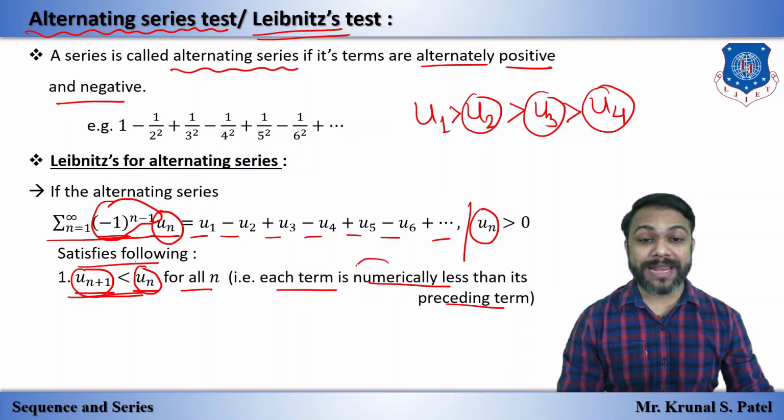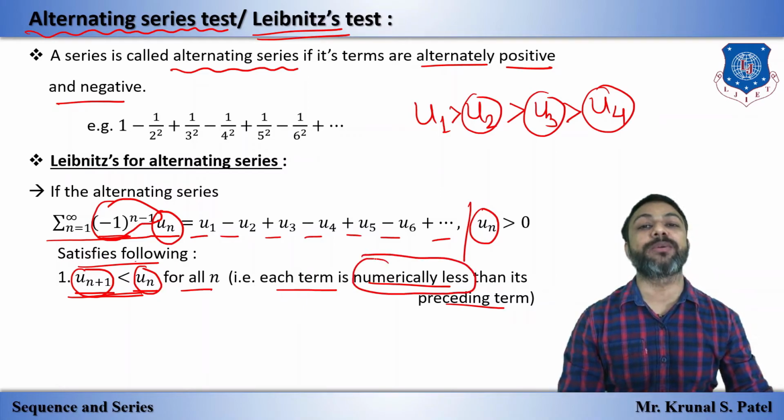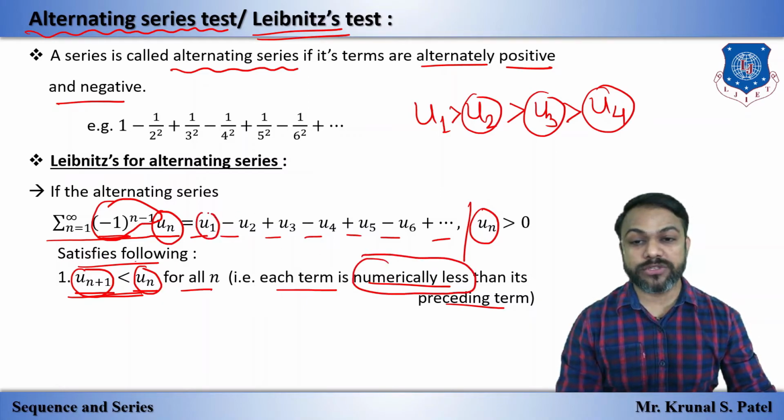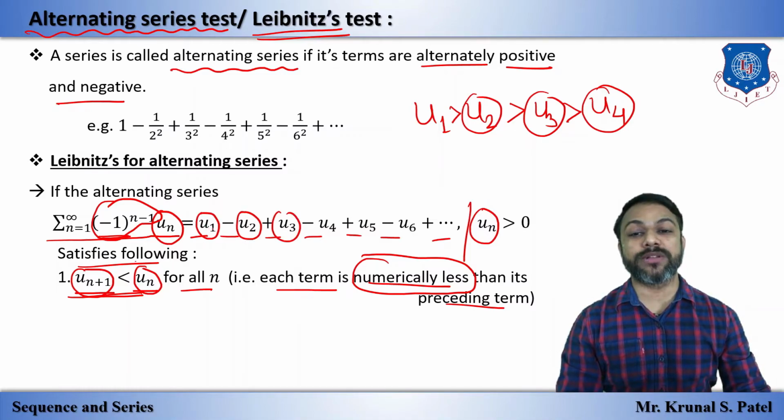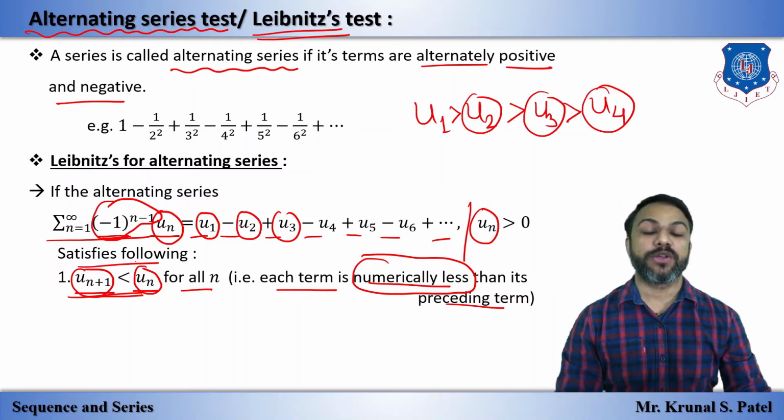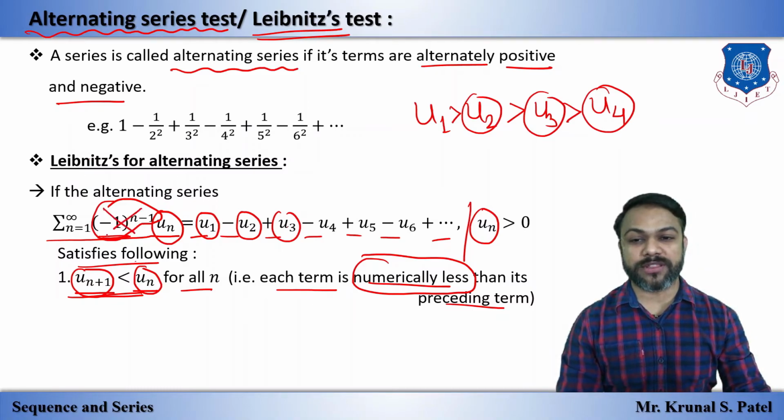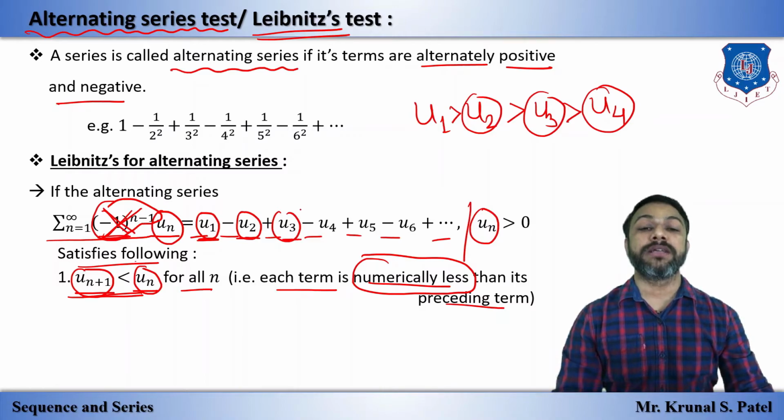But here, numerically less than. What is the meaning of numerically less than? That means you have to check only u1, u2, u3. Don't include the plus minus sign, otherwise it cannot be possible. So we have to ignore the plus minus sign, and you have to just check the term only, numerically less than the numerical term only.